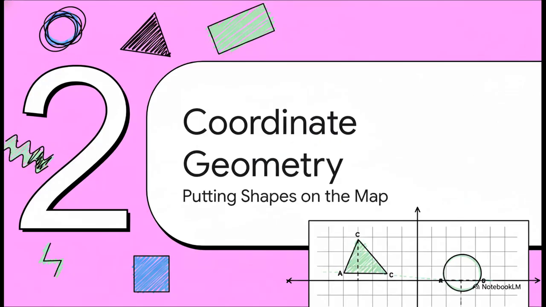So we've learned the language of shapes, right? What's next? Well, now we give them an address. We're going to take all those abstract shapes and rules and anchor them onto a map, the good old Cartesian grid. That's right, welcome to coordinate geometry.